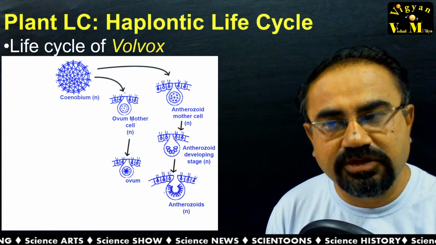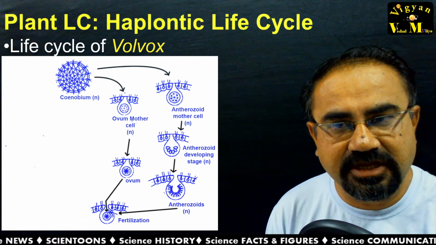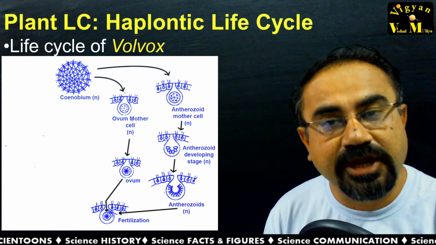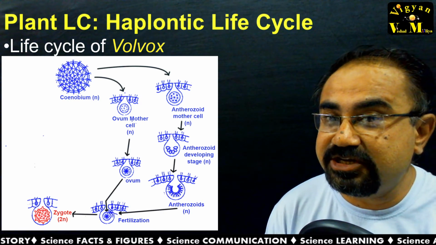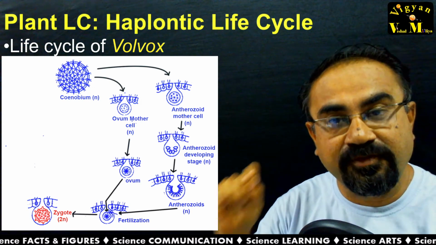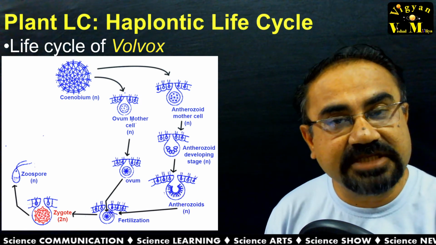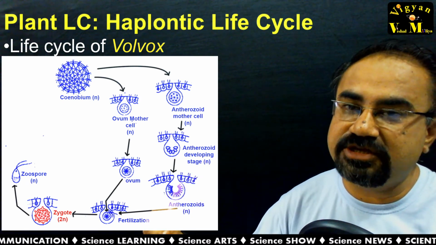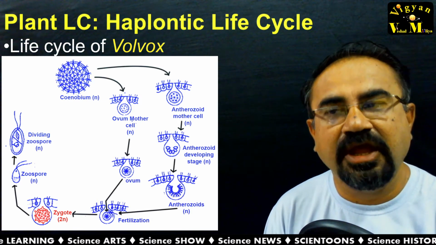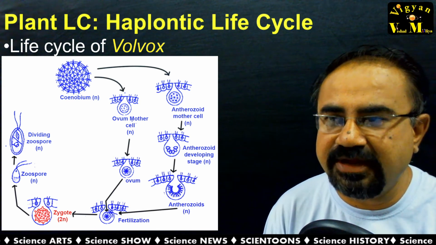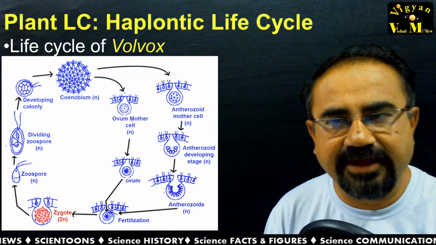After giving rise to the ovum and antherozoid by mitosis, fertilization occurs, and fertilization results in a diploid zygote. This zygote is nothing but the sporophytic generation represented by one single cell. It is not an independent entire plant. This zygote immediately undergoes reductional division, meiosis, producing haploid zoospores, and these haploid zoospores, after dividing, give rise to a daughter colony, which completes the life cycle.